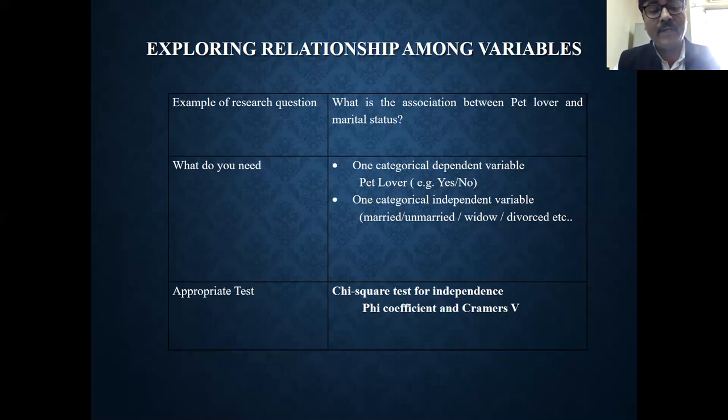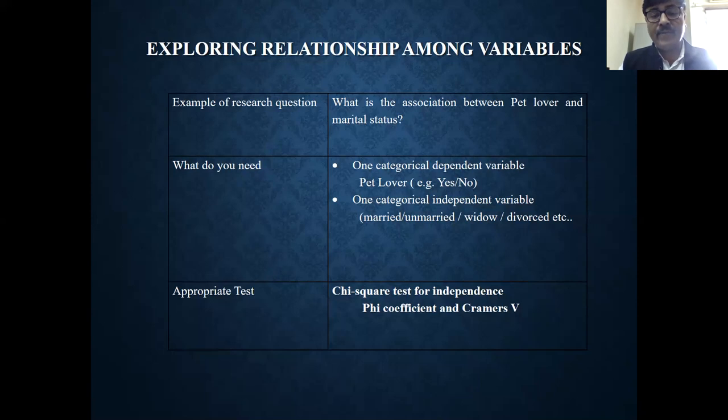Now what are the appropriate tests to find out the inference? Really, is there any association between paid lover and marital status? Here both variables are measured on a nominal scale. The dependent variable is measured on a nominal scale and the independent variable is also measured on a nominal scale. These are categorical, and the chi-square test for independence is the appropriate test if such kinds of data are available.